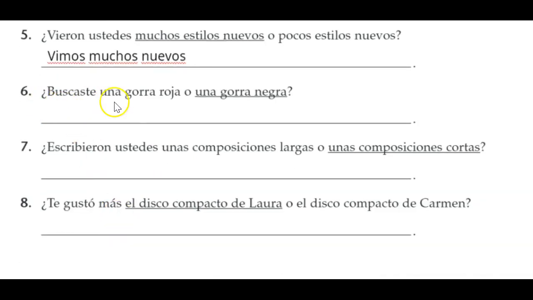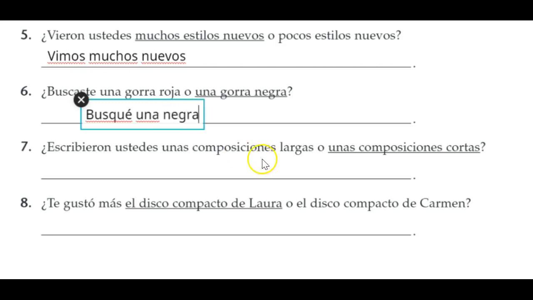Number 6. ¿Buscaste una gorra roja o una gorra negra? Did you look for a red hat or a black hat? Now, the cool thing here is that it's testing you. If you remember, buscaste, what's those CAR verbs, right? We need to be able to use the spelling change on those for the yo form. Busqué una negra, right? I looked for a black one. Busqué una negra, meaning a black hat.